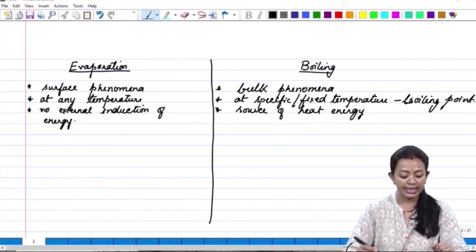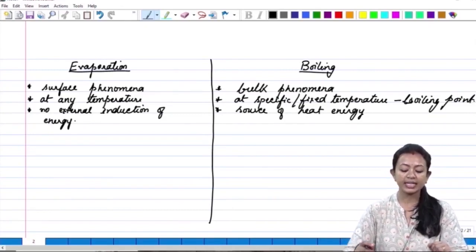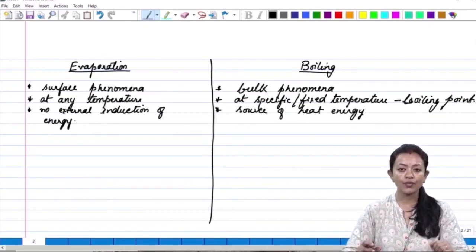The next point for evaporation is that there is no requirement of external energy induction, whereas in case of boiling, there has to be a source of heat energy. Alright. So I suppose you understand the difference between evaporation and boiling.